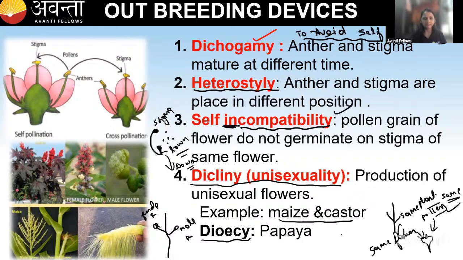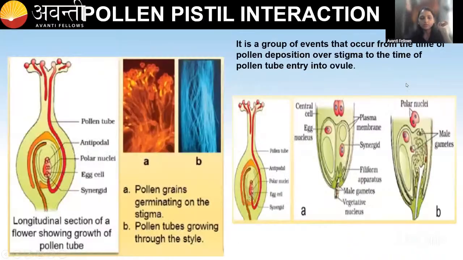Just remember these four important things: dichogamy, heterostyly, self-incompatibility, and diclinism. The outbreeding devices are important, guys. If you did not understand, tell me once again and I will make you understand. Can we go for the next? Okay.